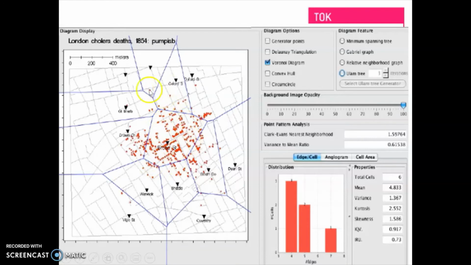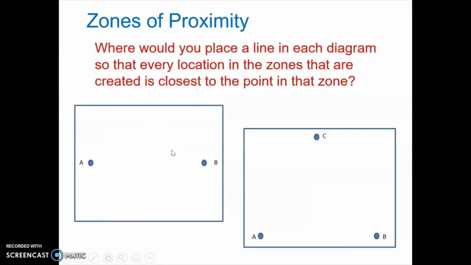So he was able to zone off London by wells like that and then say, oh, look, most of the cases are there, therefore let's take a look at that well. And they did. They tested it and they figured out that that water well had bad water and that was causing the disease. So that is a very good use of Voronoi diagrams. So let's talk about Voronoi diagrams and breaking them up and say, how do we create them? That's the next part of this lesson. How do we make them?